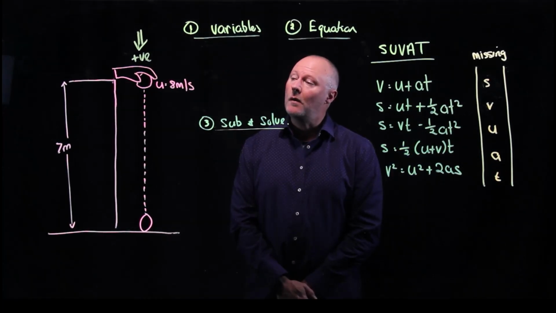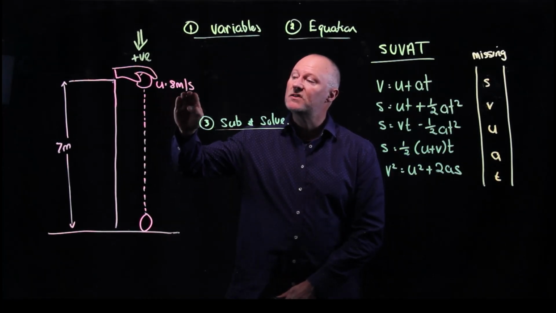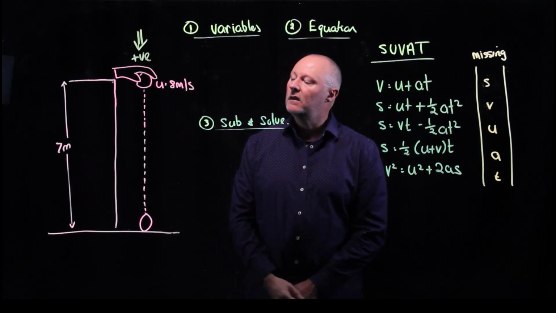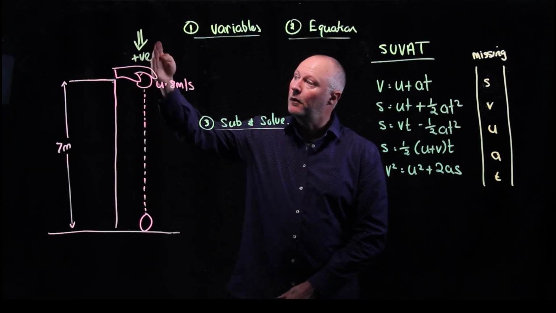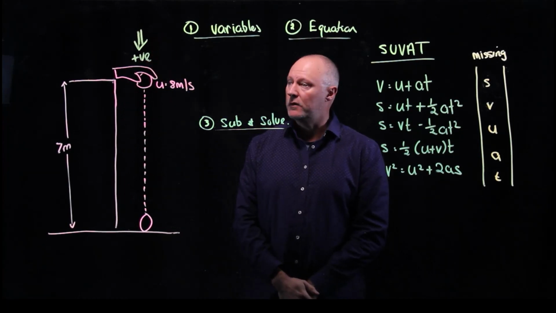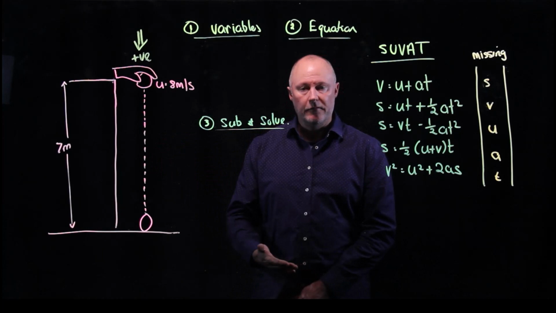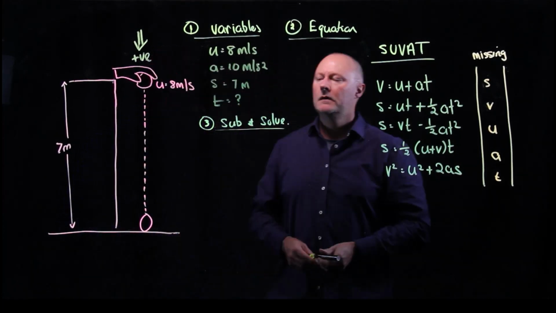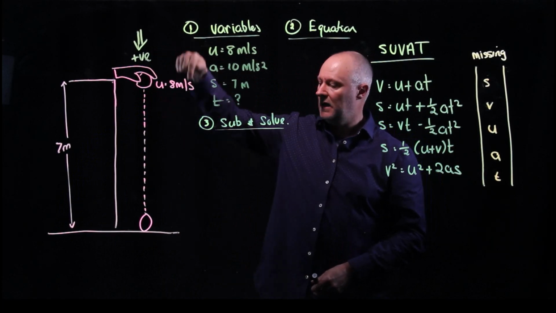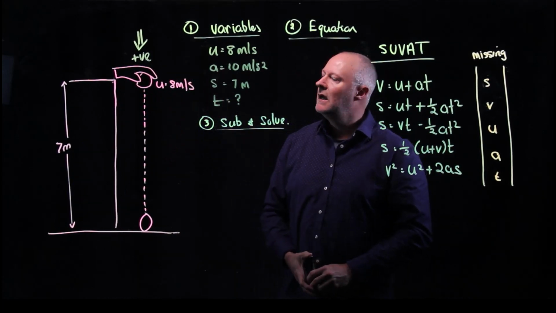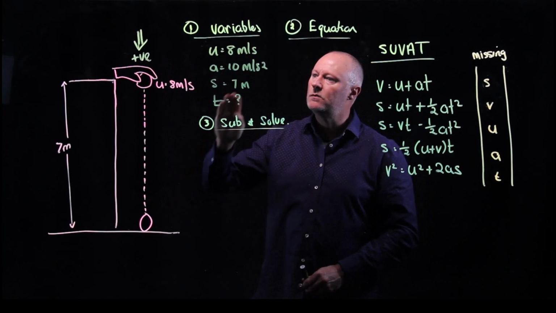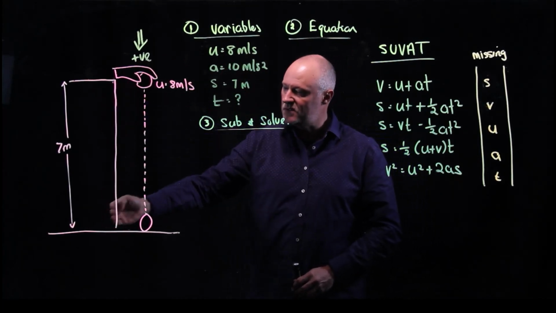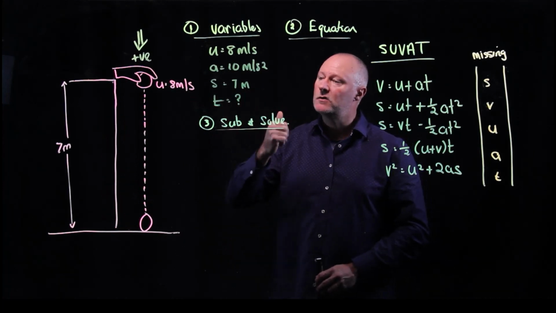Finally, we want to calculate the time it would take an object being thrown at 8 meters per second to travel 7 meters to the ground. As before, we're considering the direction of the initial velocity to be positive. So downwards in this story is positive. So let's write down our variables. We know we have an initial velocity heading downwards of positive 8 meters per second, an acceleration due to gravity downwards of positive 10 meters per second squared, and we have a displacement of 7 meters downwards as well, so it's positive, and we want to know the time.